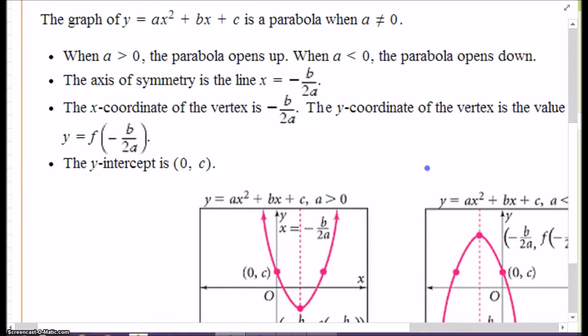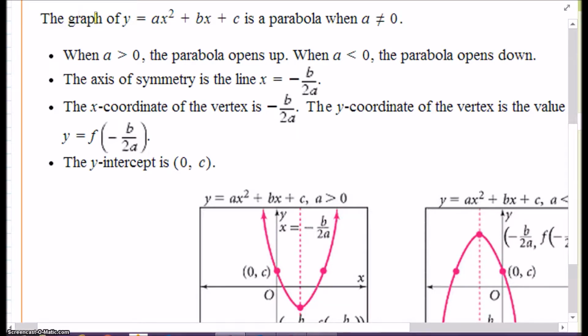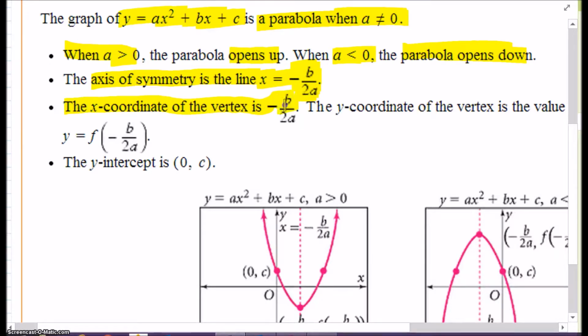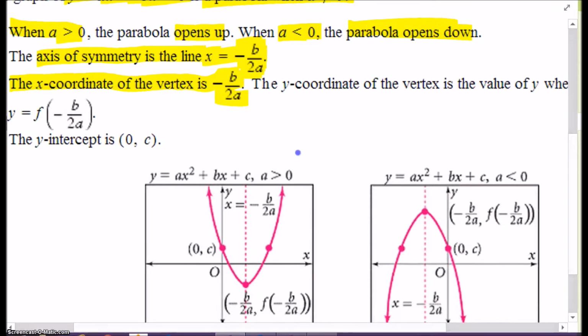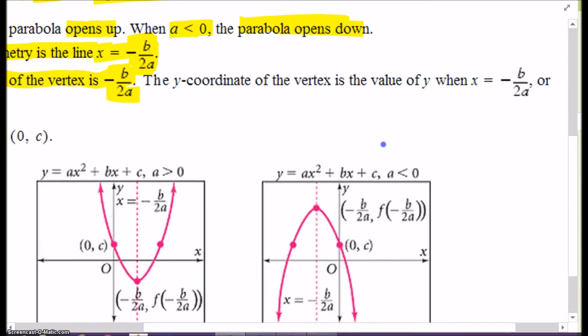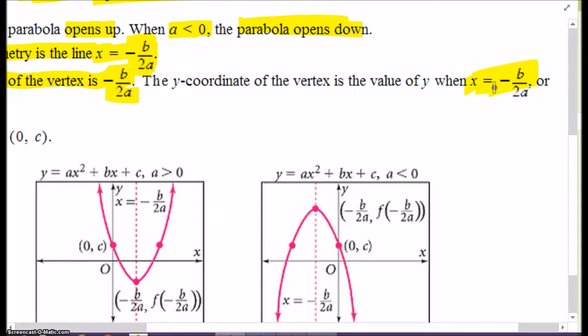All right. The graph of a quadratic, y equals ax squared plus bx plus c, is a parabola when a does not equal 0. When a is positive, the parabola opens up or makes a smiley face. When a is negative, the parabola opens down. The axis of symmetry of the line is x equals negative b over 2a. The x-coordinate of the vertex is negative b over 2a. The y-coordinate of the vertex is the value of y when x equals negative b over 2a.